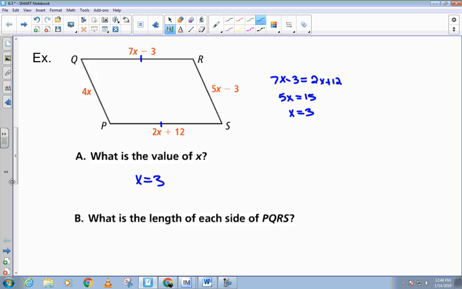Well, we know that QR and PS are equal, and so if we plug 3 in for that, that would give me 18. Good. And then we also know that QP and RS are equal, and so if I plug 3 into that, I would get 12. So I found x, and we found both pairs of sides.